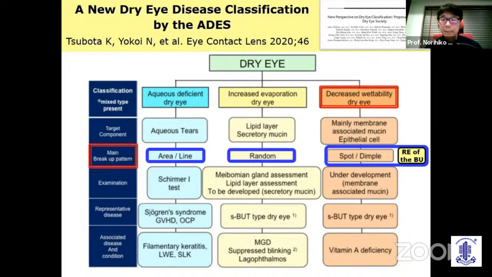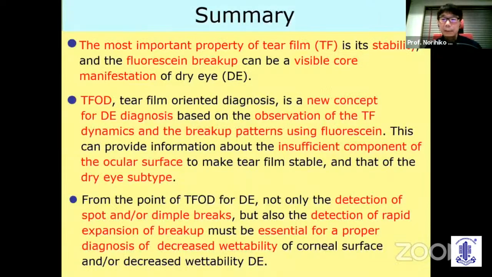And the corresponding main breakup patterns for each dry eye subtype are indicated here. In summary, the most important property of tear film is its stability, and the fluorescent breakup can be a visible core manifestation of dry eye.